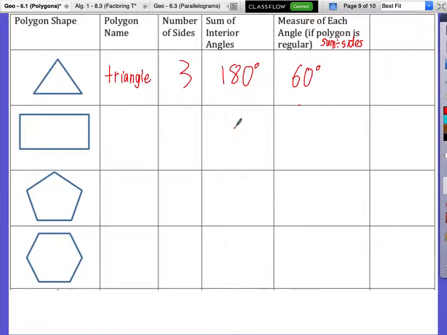So we'll use the protractor here. We'll place it on the vertex. We'll hold all the vertexes.